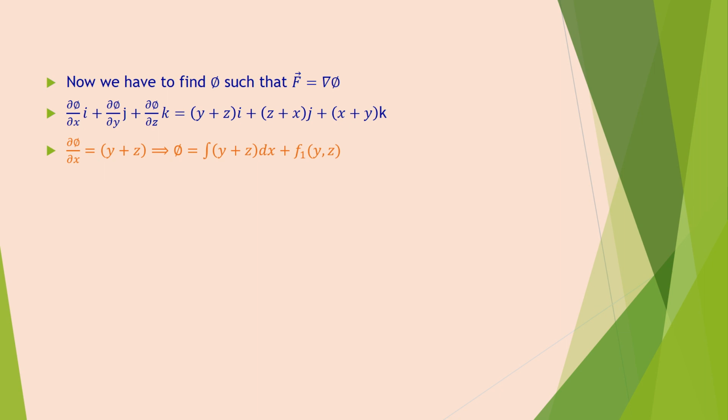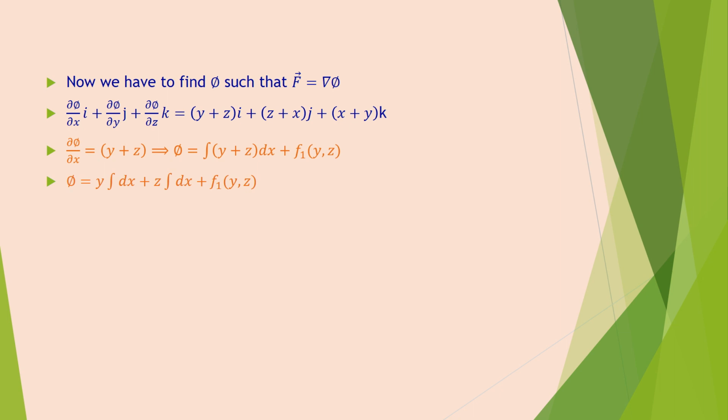We know that whenever we integrate with respect to one variable, all other variables we treat as constant. Here all other variables means y and z. So we write the constant term as a function of y and z, that is f1 of yz. So phi equals integral of (y plus z) dx plus f1 of yz.